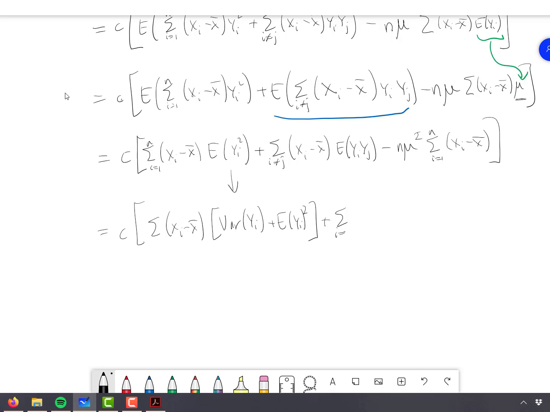We can also note that in our next step here, for i not equal to j, we have xi minus x bar, and because our y's are independent, we can make it the product of our two expected values, and then just write our n mu squared sum of xi minus x bar.